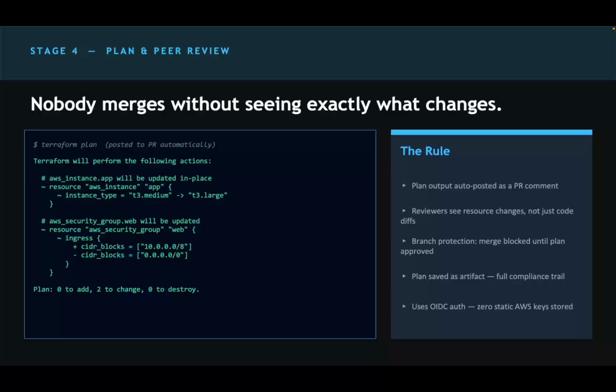The plan is also saved as a workflow artifact with a 30 days retention window. That's your compliance trail. Every change has a before and after snapshot tied to a commit, tied to a PR, tied to an approver. And we also use OIDC authentication between GitHub and AWS. So GitHub Actions proves its identity to AWS cryptographically. There are no AWS access keys stored anywhere as secrets. The credentials are temporary and expire when the job finishes.